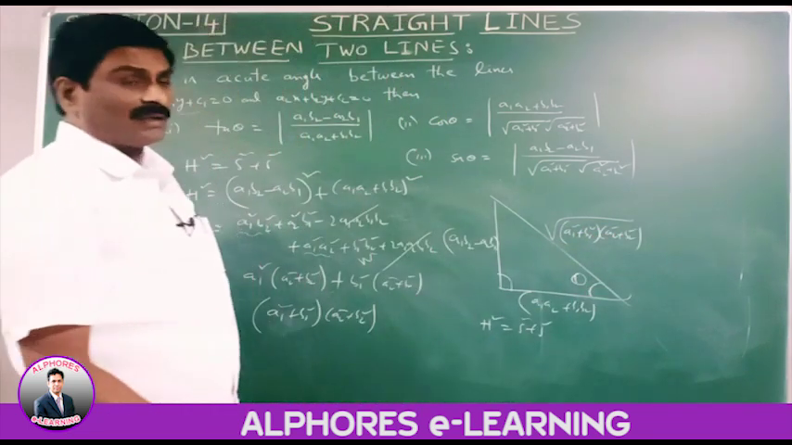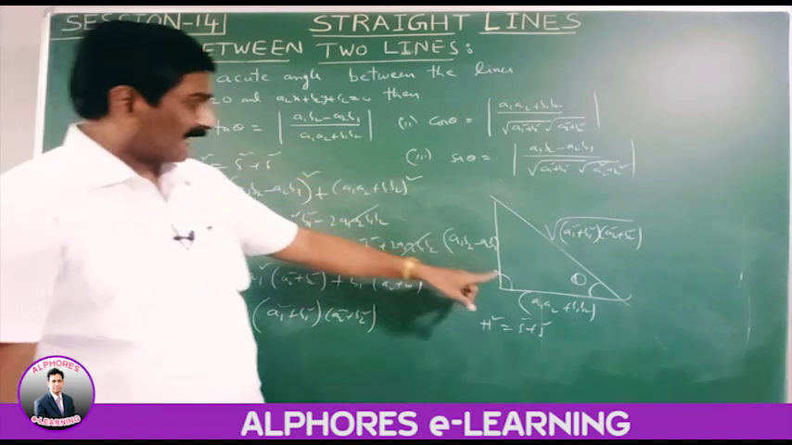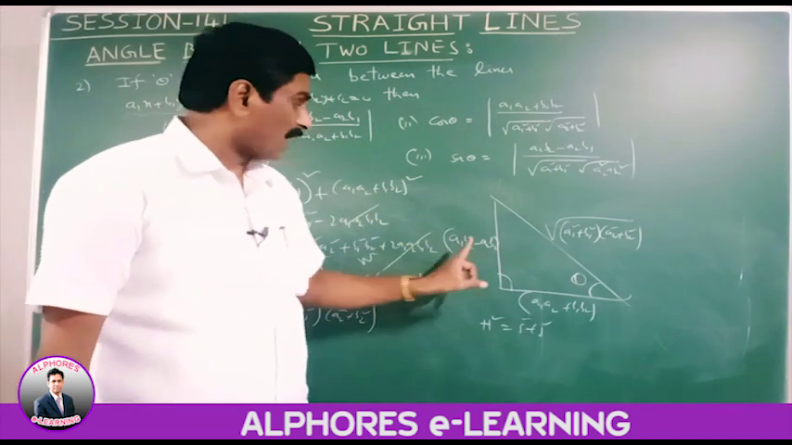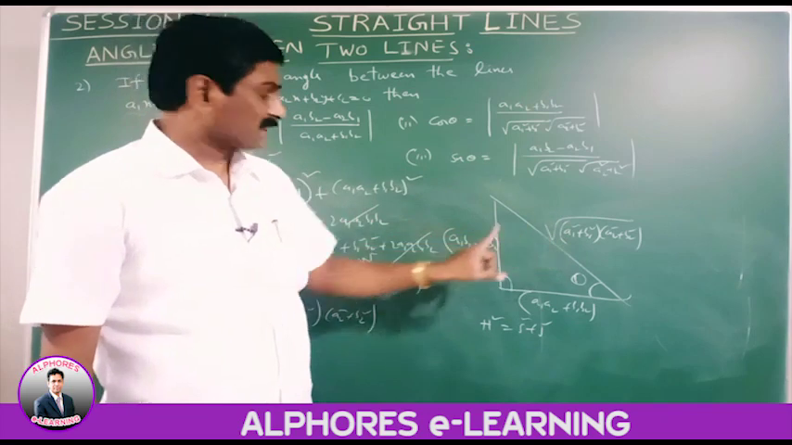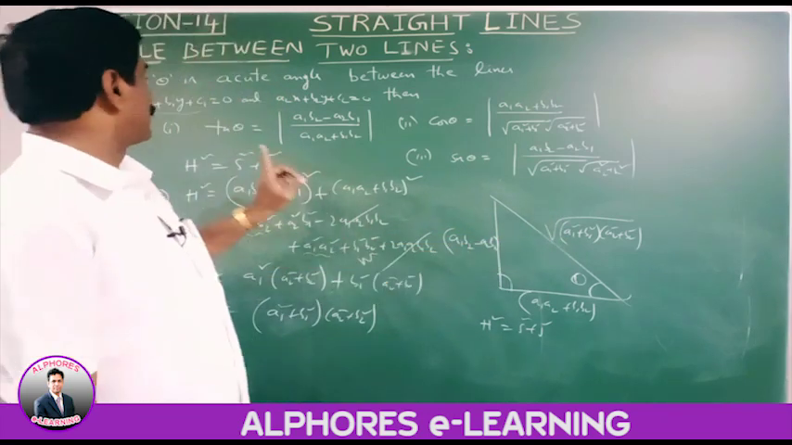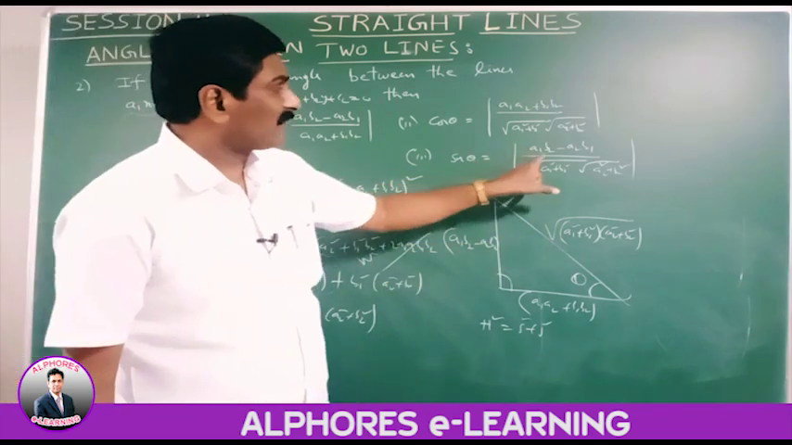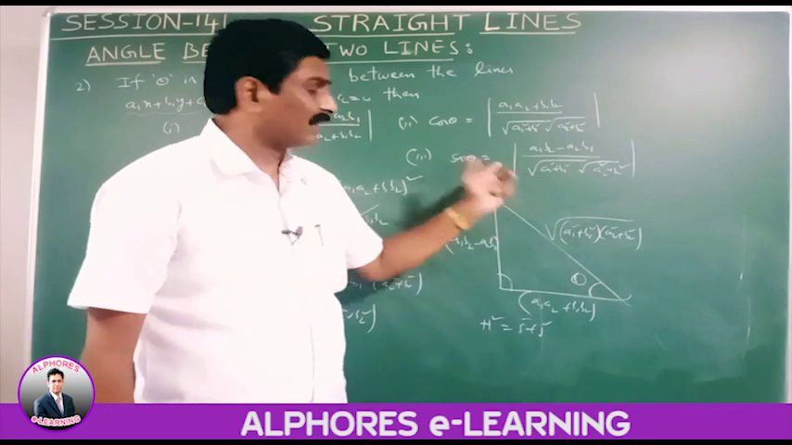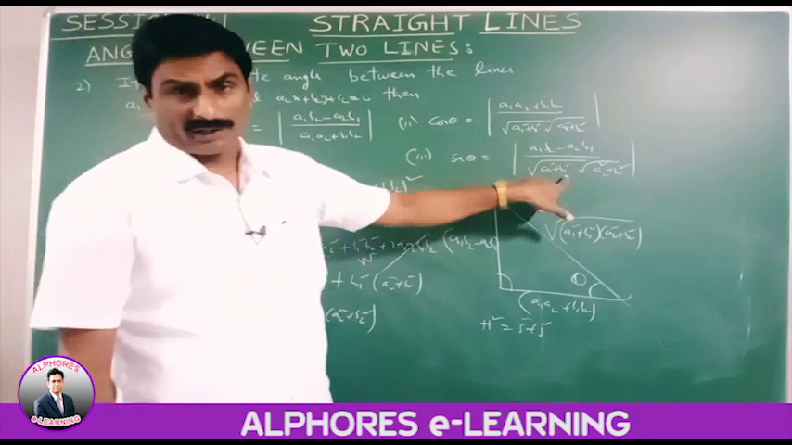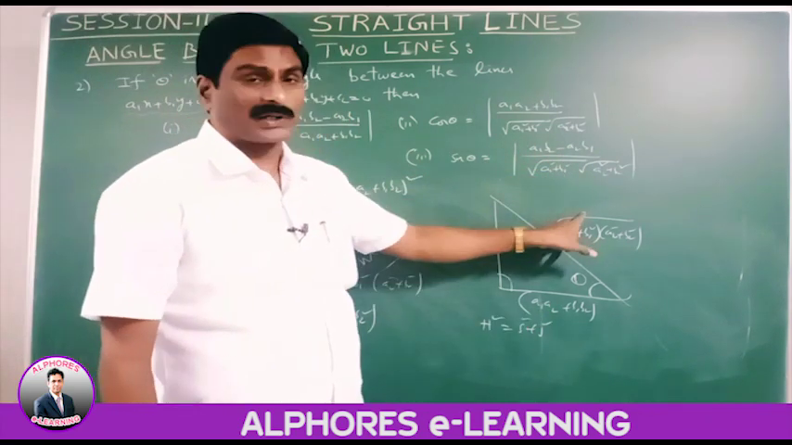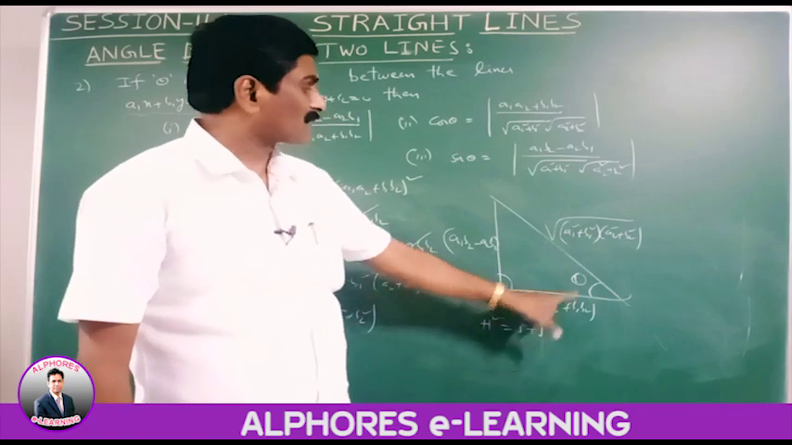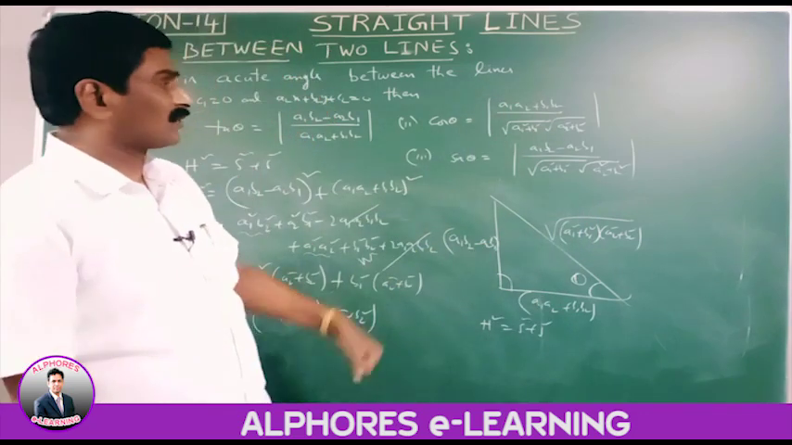By using trigonometry, we find sine. What is the value of sine? Sine means opposite side by hypotenuse. What is the opposite side? a1 b2 − a2 b1. Please observe this value. Sine value is a1 b2 − a2 b1 by this value. Here theta is acute, so use mod. Cos is equal to adjacent side by hypotenuse. What is the adjacent side? a1 a2 + b1 b2 by this value. Okay, please note these values.